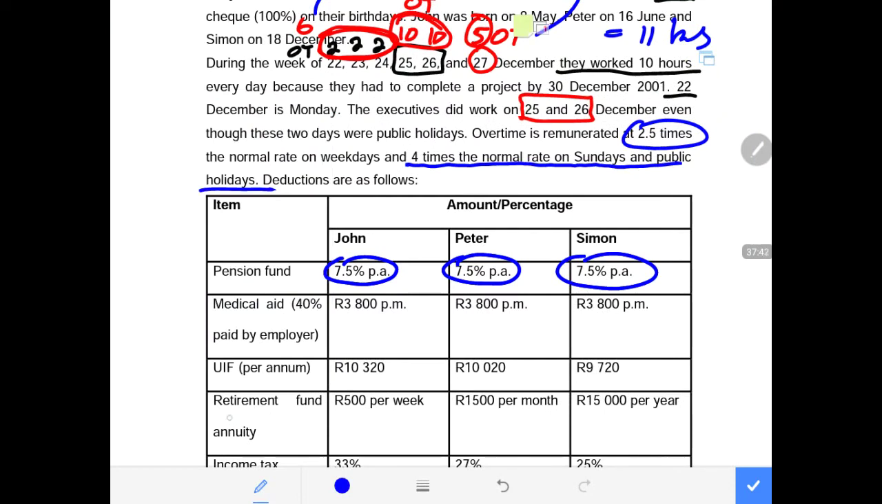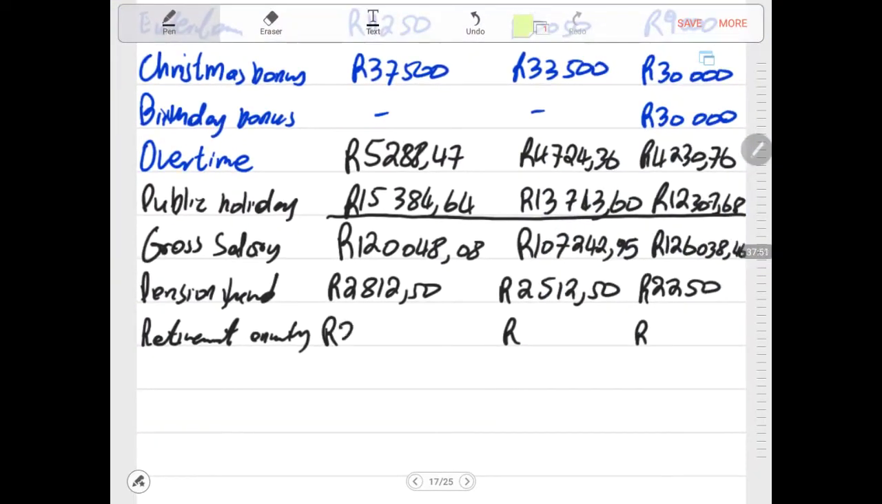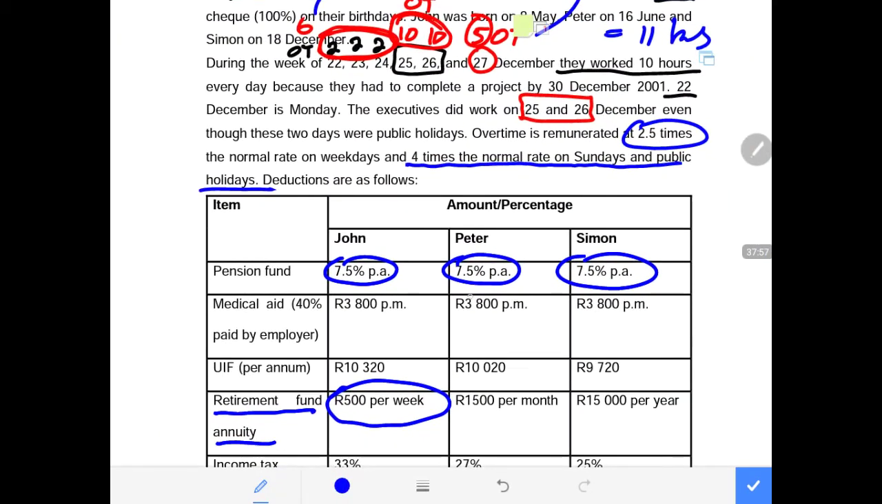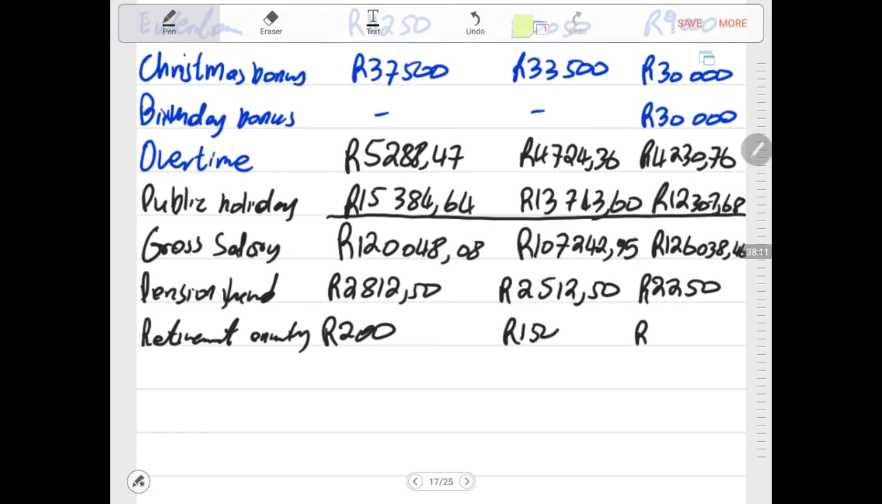Retirement annuity, there we do have retirement annuity fund 500 per week. How many weeks do we have in a month? There are 4 weeks in a month, so this will be 2,000. And we are provided with 1,500 already for the second employee by the name Peter, 1,500 per month. Remember, this is per week, so 500 times 4 will give us 2,000. This is already per month. There is no need for a change for that. It is 1,500 because we are doing this for a month.